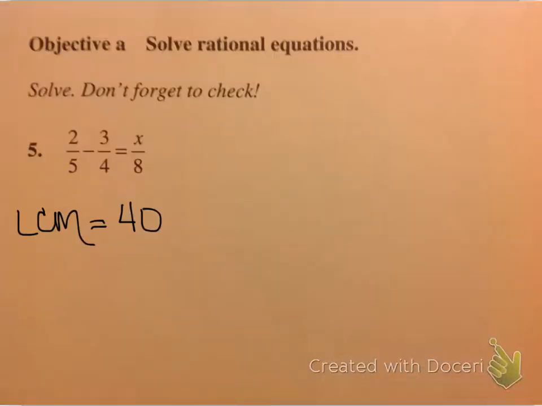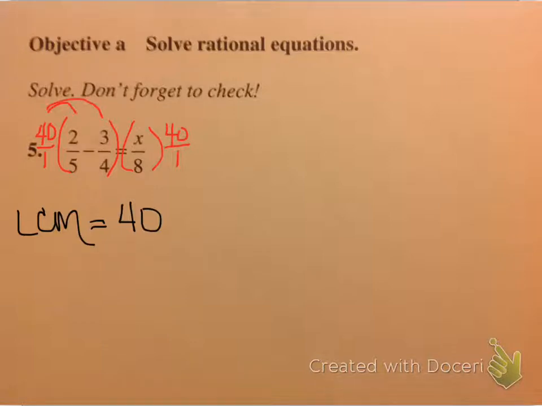Here's the first problem. We have 2/5 minus 3/4 equals x over 8. Our least common multiple among 5, 4, and 8 is going to be 40. So we need to multiply both sides of the equation by 40. And I'm going to put 40 over 1 just because we're dealing with fractions.